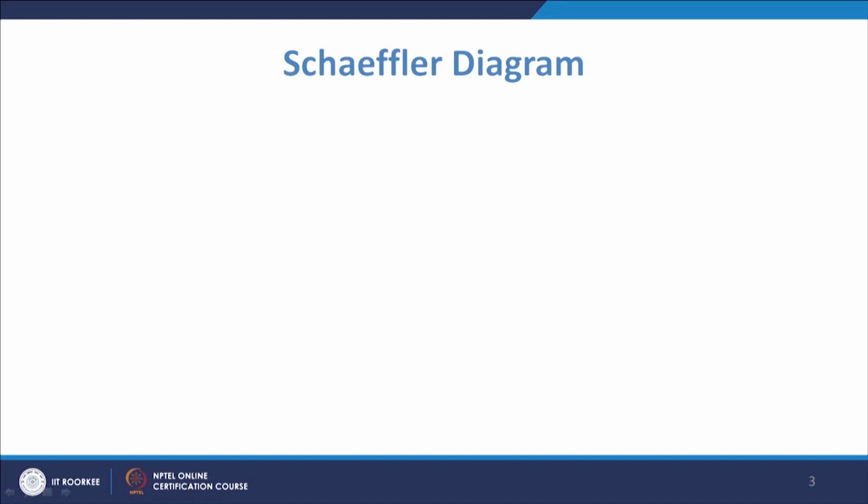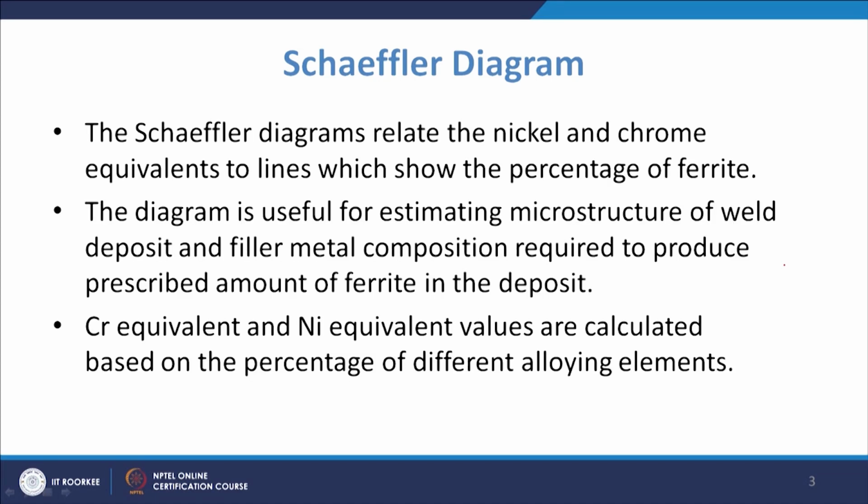Now we will be discussing something about the Schaeffler diagram, which is very much used in welding processes. The Schaeffler diagram basically relates the nickel and chrome equivalents to lines which show the percentage of ferrite. This diagram is useful for estimating the microstructure of weld deposit and filler metal composition required to produce a prescribed amount of ferrite in the deposit.